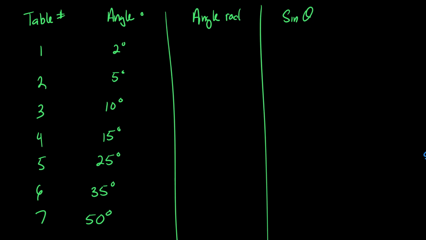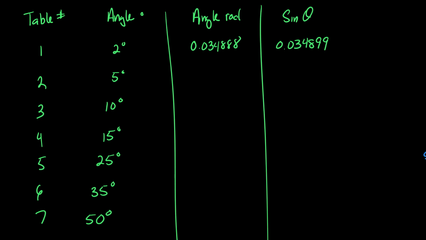I'm going to call out each table. You tell me the 2 numbers: the angle converted to radians, and then the sine of that angle. I'll give you 30 seconds. 0.03488. Tell me the sine of 2 degrees. 0.0349, I'm sorry, 0.0349.